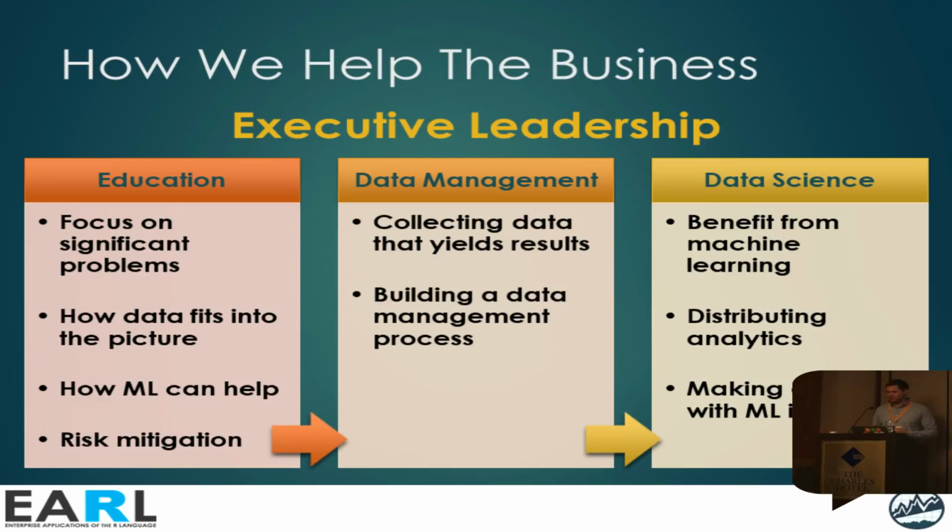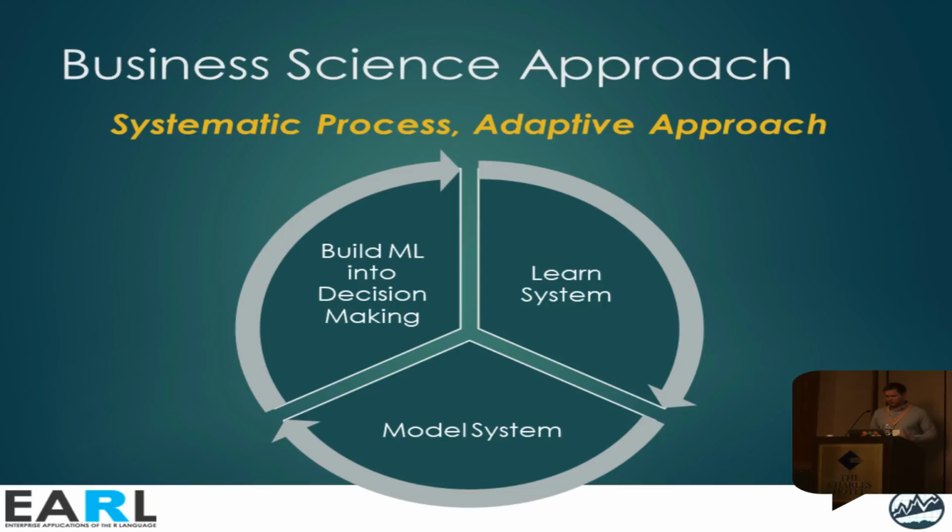And then the last piece is also critical, which is data science. So how can they benefit from machine learning? How can we implement that within their organization? How can they distribute it to the key stakeholders and decision makers? And then lastly, how can they make those decisions using machine learning insights, and things to do, things not to do? Okay.